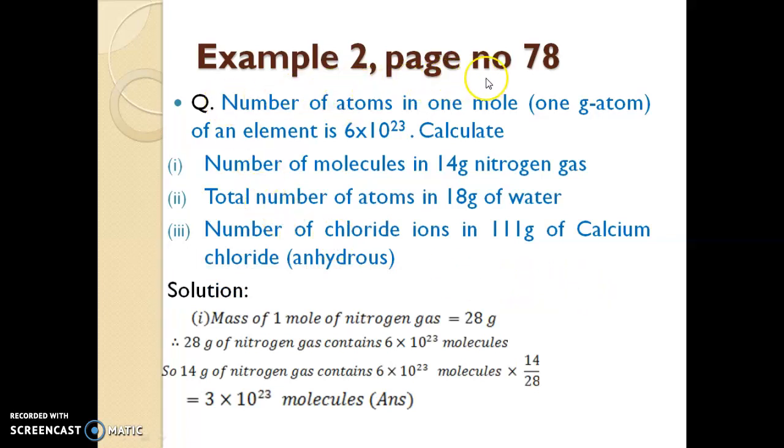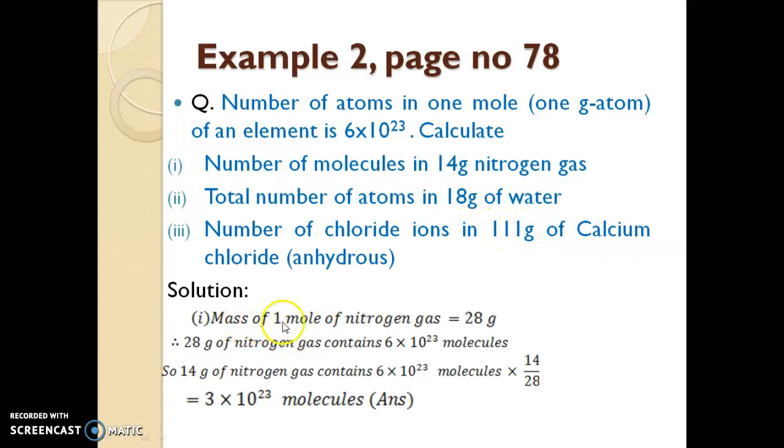Now I'll do the examples. Example 2 of page number 78. Number of atoms in 1 mole or 1 gram atom of an element is 6 × 10^23. So calculate the number of molecules in 14 gram of nitrogen gas, the total number of atoms in 18 gram of water, and the number of chloride ions in this.